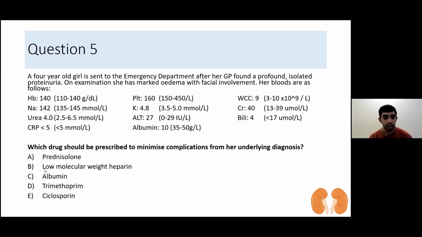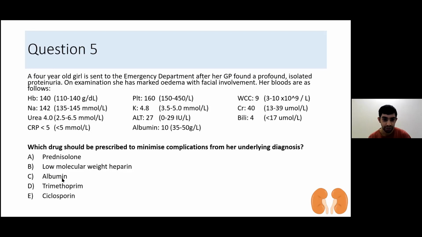Okay. In adults with nephrotic syndrome, the pathologies vary a bit, and it's not typically minimal change disease, and they have other causes which can make them more prothrombotic. And they typically are given low molecular weight heparin as well to minimize their chances of developing clots. We do not tend to do this in children that often. We don't tend to do it routinely.